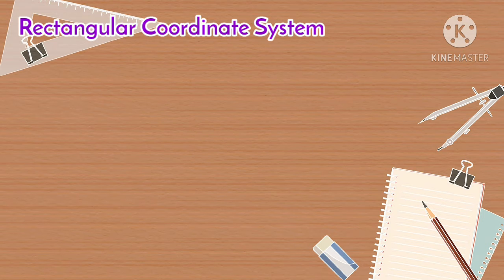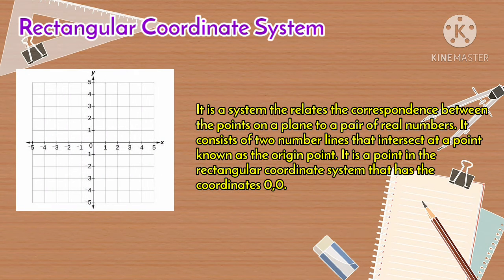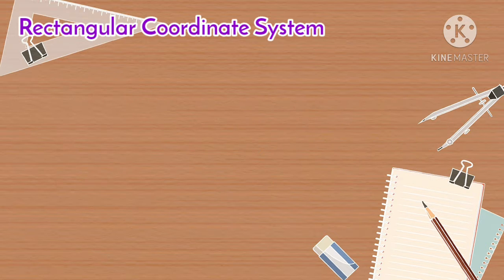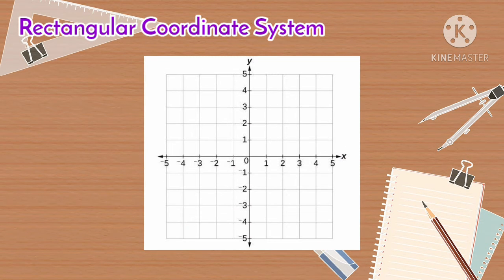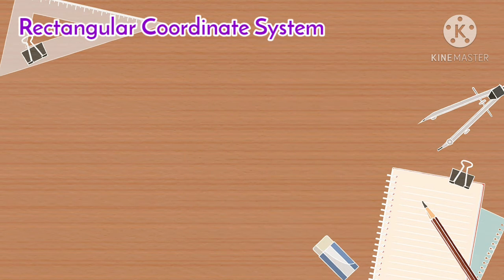What is it exactly? It is a system that relates the correspondence between the points on a plane to a pair of real numbers. It consists of 2 number lines that intersect at a point known as the origin point. It is a point in the rectangular coordinate system that has the coordinates (0, 0). Like I mentioned earlier, a rectangular coordinate system consists of 2 number lines. The horizontal number line is known as the x-axis, while the vertical line is known as the y-axis. The coordinate system is also used in another part of mathematics, which happens to be the last topic that we'll be tackling.